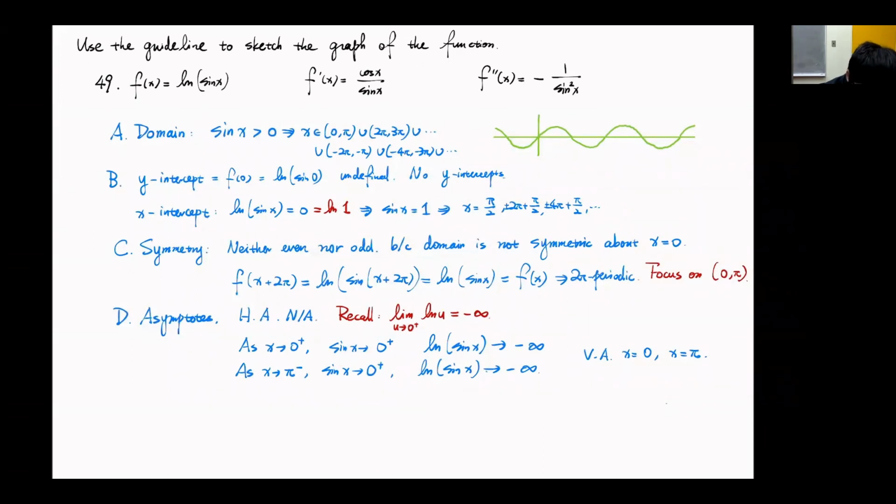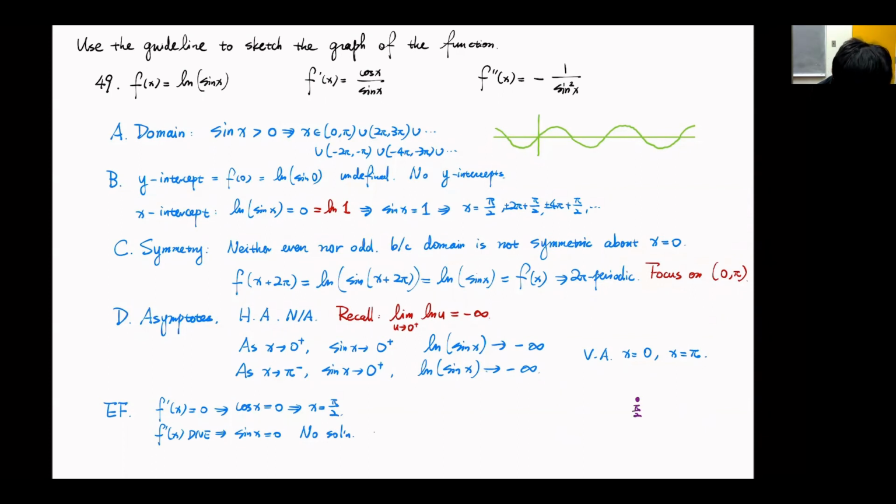Now let's study the intervals of increasing and decreasing and local maximum and minimum. You need to figure out where f prime of x equals 0, but f prime of x equals cosine of x over sine x. So this tells me that cosine of x equals 0. Over 0 to pi, there's only one number that makes cosine 0, namely x equals pi over 2. On the other hand, if f prime of x does not exist, this means sine of x equals 0. But in our domain, sine of x is supposed to be greater than 0, so we get no solution. So all I need to worry about is one single critical number, pi over 2.